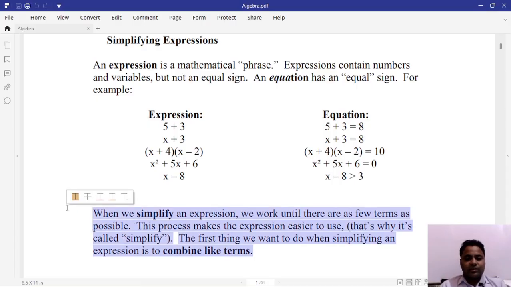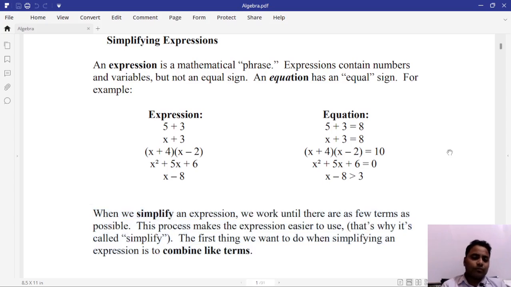This process makes the expression easier to use. That's why it is called simplify. The first thing we want to do when simplifying an expression is to combine like terms. It is very important that whenever we have to solve or simplify expressions, we first add, subtract or combine the like terms. For example, if we have to add 3 plus x plus x plus x plus 5, then 3 plus 5 equals 8, and x plus x plus x equals 3x, then 3x plus 8 will be the simplified form of the given expression.